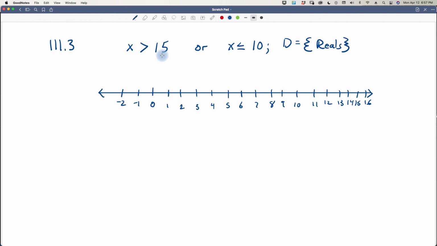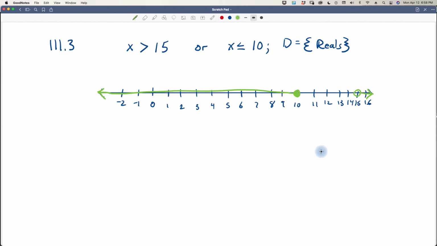X is greater than 15. Okay? X is greater than 15. We circle 15 and we go to the greater side. Done. Or X is less than or equal to 10. We identify 10. We fill it in because of the equal sign here. And we go to the less than side. Done. And because it's reals, we draw the line that includes all the numbers in between each integer as well.